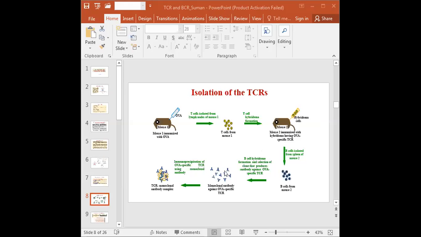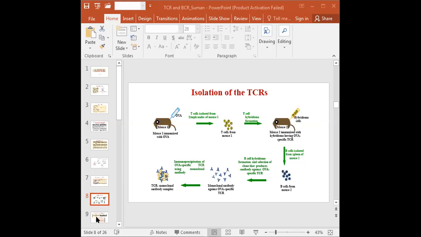This monoclonal antibody was then used to precipitate out the OVA-specific TCR from the solution containing all the membrane proteins found on T cells. This technique of using specific antibodies to precipitate out its antigen is known as immunoprecipitation. The importance of this experiment by Kappler and Marrack was that it allowed early immunologists to isolate a TCR specific for a particular antigen, ovalbumin. And this seminal experiment facilitated further investigation and characterization of the TCR.